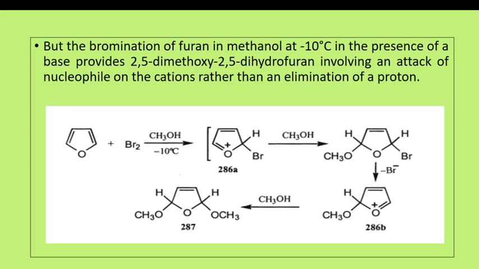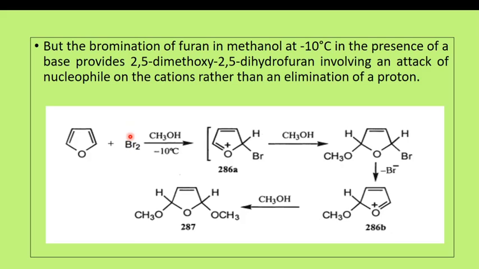But the bromination of furan in methanol at minus 10 degrees Celsius in the presence of base provides 2,5-dimethoxy-2,5-dihydrofuran, involving an attack of nucleophile on the cations rather than an elimination of proton. So this is a somewhat different reaction from the reaction which we have previously seen.